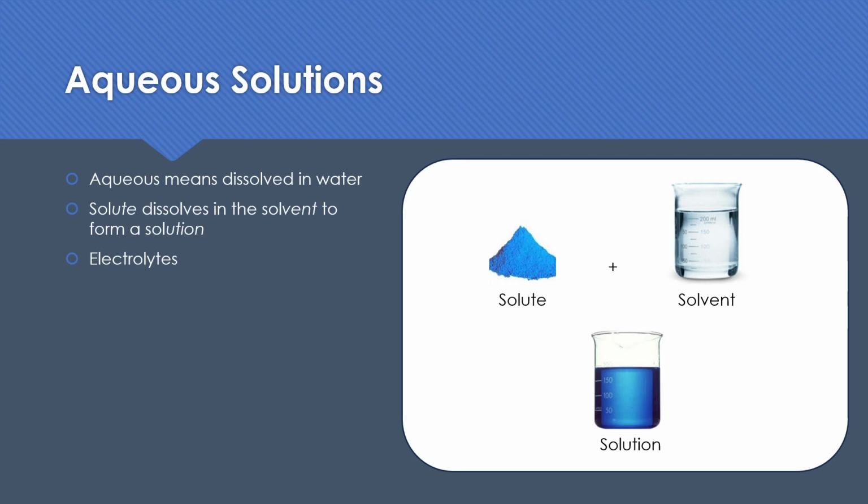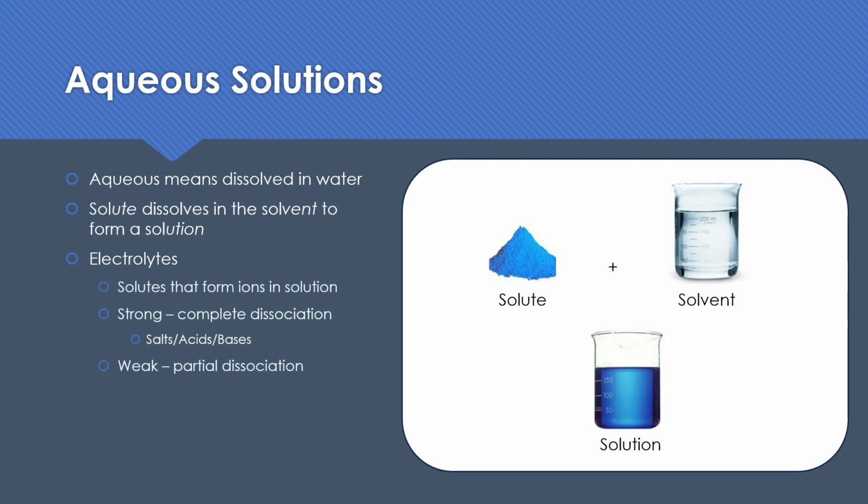You're going to hear the term electrolytes. That just means solutes that form ions in solution. There are two types, strong and weak, and this has to do with how completely they dissociate in water. A strong electrolyte will completely dissociate in water, and a weak one will only partially dissociate. And then non-electrolytes don't form ions.